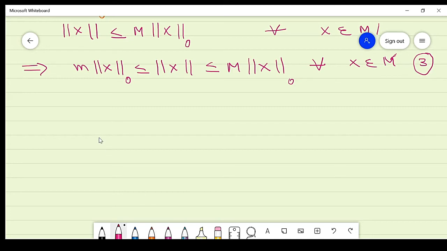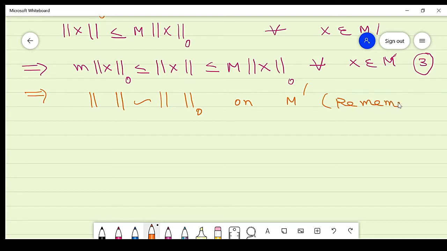So how will we prove that? Now from this, these two norms are equivalent on M dash. It implies the norm is equivalent to the 0th norm on M dash. So remember this result. We will use it, remember, right? So we will use it.